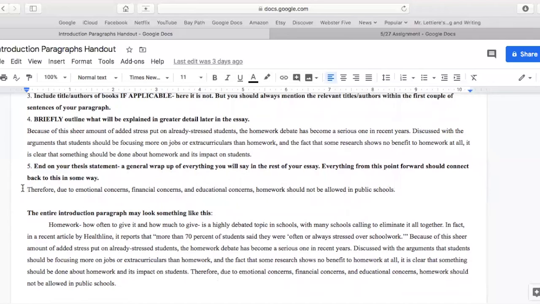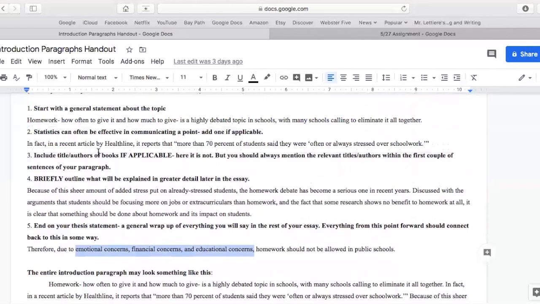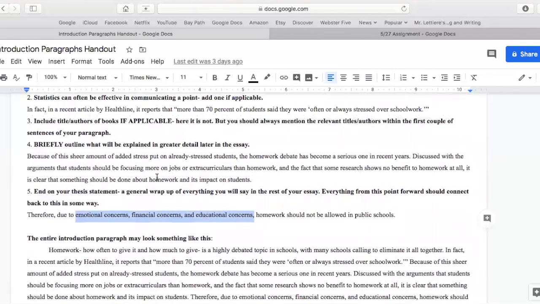In your thesis statement that you're going to be writing for your Romeo and Juliet essay, please remember to include the title of the work and the author. But you see how it's just nice, easy, but it states just one thing: emotional concerns, financial concerns, educational concerns. Homework should not be allowed in public schools. It does not say, in my opinion, but we know that it's the person's opinion, and we know that they have statistics, research, and ideas to back it up.